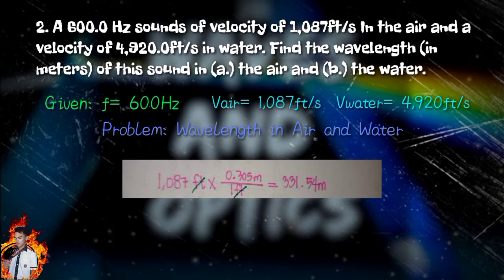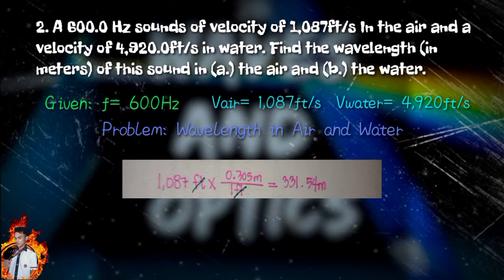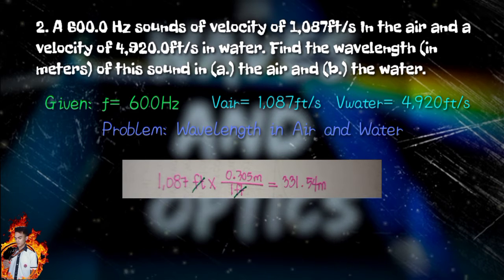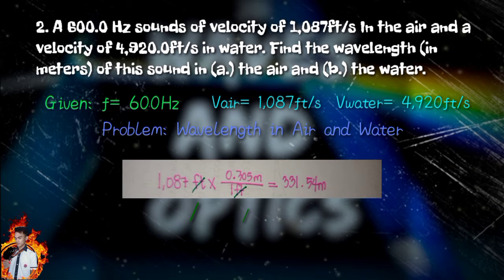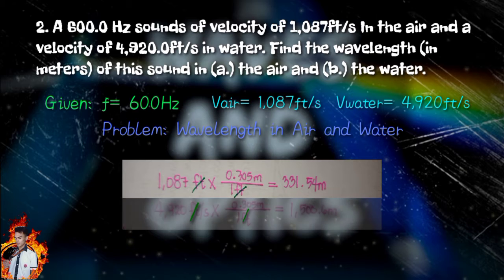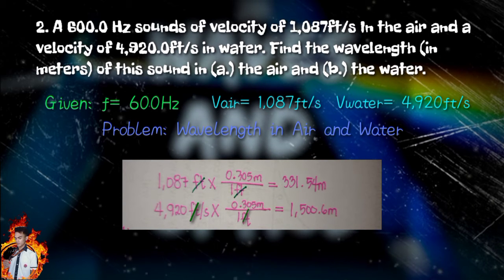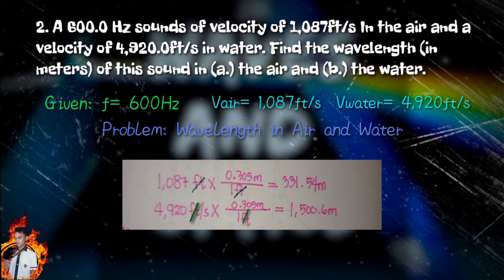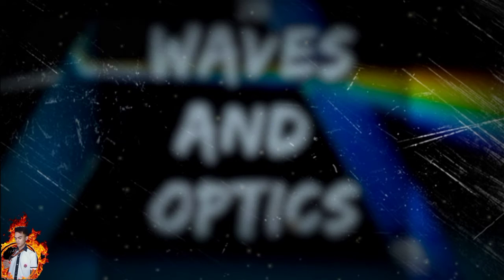We are going to convert all the units into SI base units. We have 0.305 meter in 1 feet. 1087 multiplied by 0.305 divided by 1 is equal to 331.54. And the other one, 4920 multiplied by 0.305 divided by 1 is equal to 1500.6. Our given now is ready to solve.